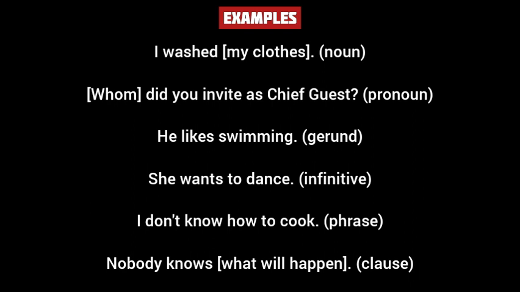Nobody knows what will happen. Here what will happen is a clause serving as a noun and as the object of the verb knows. So we can see that an object may have different forms and it may come at the beginning of a sentence or even in the middle of a sentence if it is a relative pronoun or an interrogative pronoun. So in short, an object is a noun or a pronoun that receives the action of a verb.